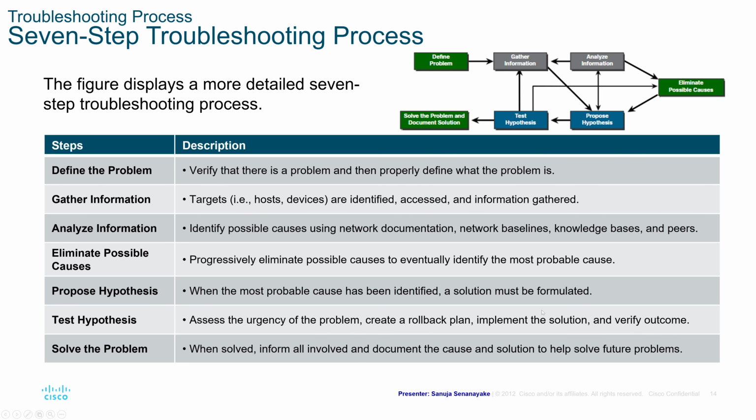You always need to make sure you implement a rollback plan. You create a rollback plan before you implement the solution. Then you can implement the solution, because in case something goes wrong, you have that rollback plan to go back onto, right? Solve the problem. So when solved, inform all involved and document the cause and solution to help solve future problems.